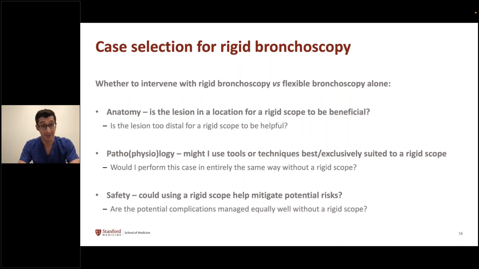Are there some cases that I would absolutely not do with just one or just the other? Yes. But it doesn't mean that there has to be a hard line drawn in the sand for doing something one way or the other. We just sort of hope to talk about some indications in some cases where you really probably are better off using rigid bronchoscopy as your means to provide an intervention.